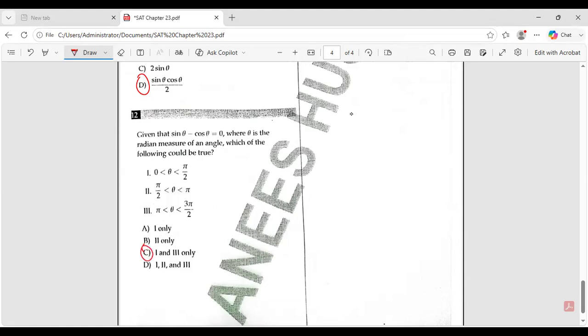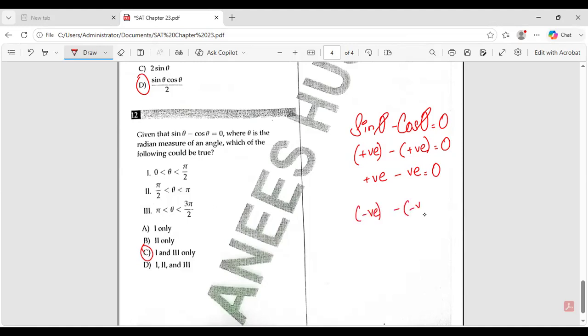It says given that sine theta minus cos theta is equivalent to 0. So you need to remember one thing. When sine theta minus cos theta is equivalent to 0, there are two conditions. Either sine and cos both have the positive sign, so the positive multiplied by positive gives a value, and the difference is 0. Or vice versa, both of them should be negative. Then you can get a 0.